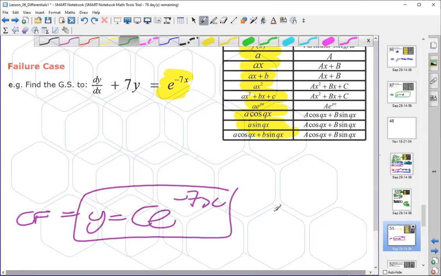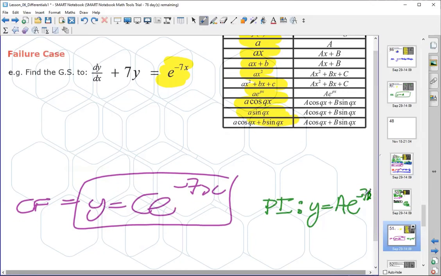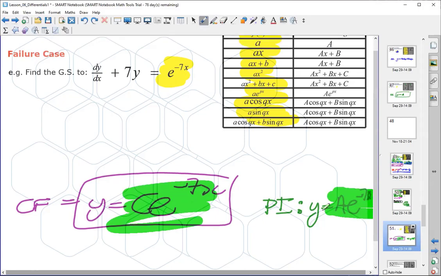Tell me what form our particular integral should be. A e to the power of minus 7x. Okay, that can't make sense, and I'll tell you why: because that and that are the same. Whether you change the A to a C, it makes no difference. They're the same. So that's called the failure case. When the complementary function that you've already worked out and the particular integral turn out to be the same, then you can't use that as your particular integral.